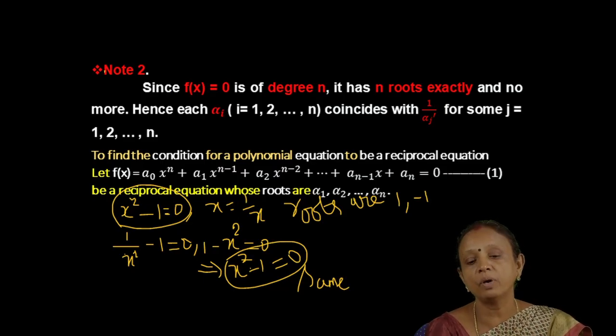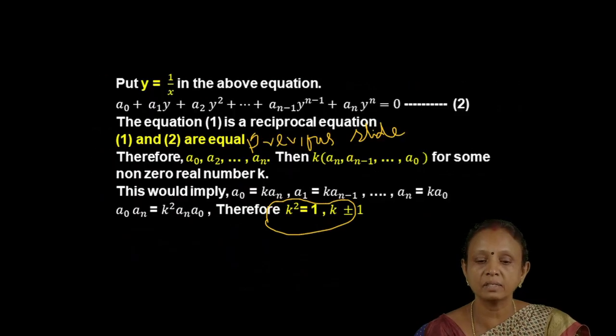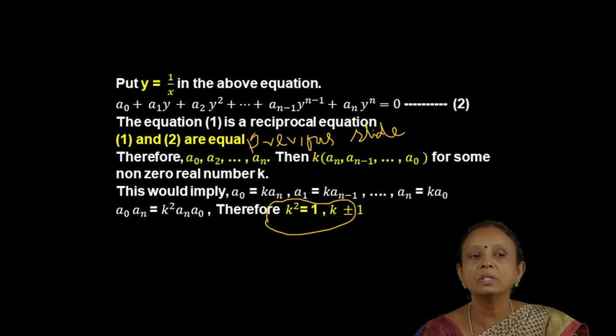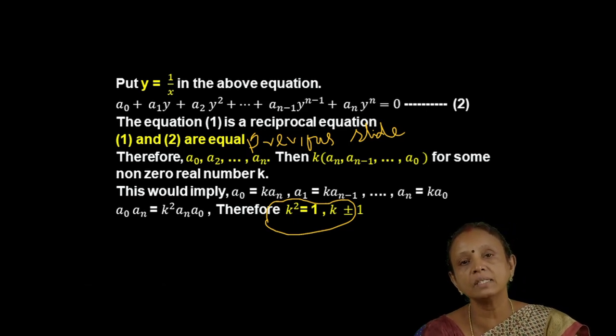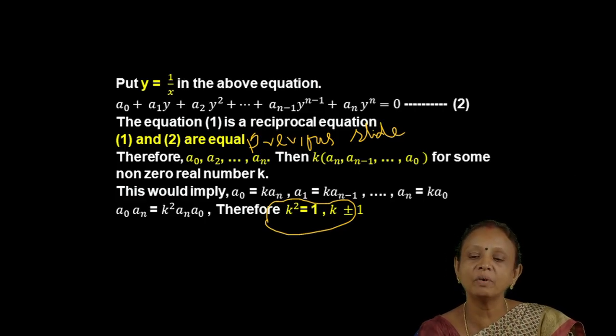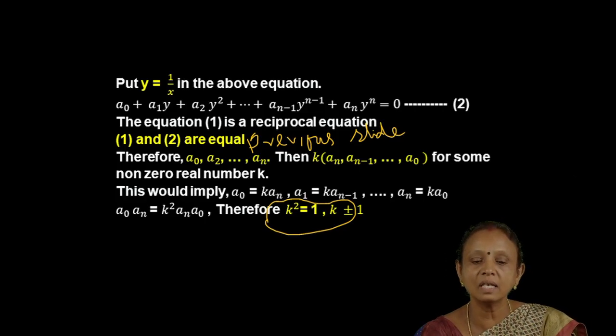What is to be remembered? Put y is equal to 1 by x in the above equation. That means x equal to 1 by y. Therefore, the equation will be totally changed. That is a naught plus a1 y plus a2 y square plus etc., plus a n minus 1 into y power n minus 1 plus a n y power n equal to 0. Take this as equation number 2. Previously equation number 1, now equation number 2.